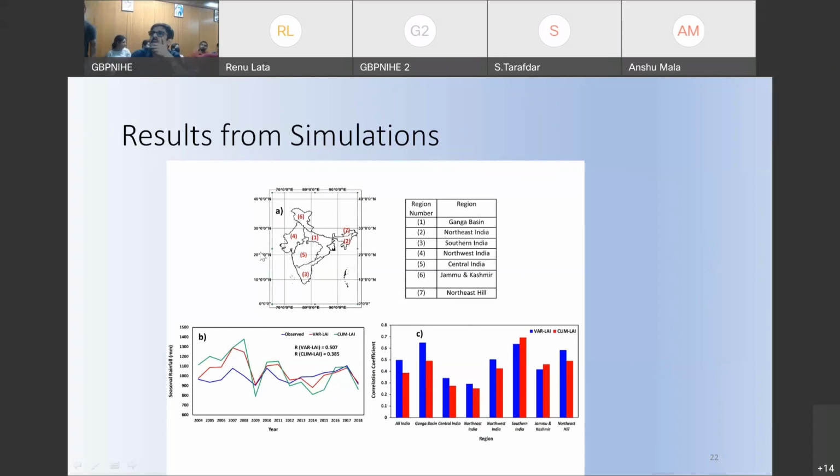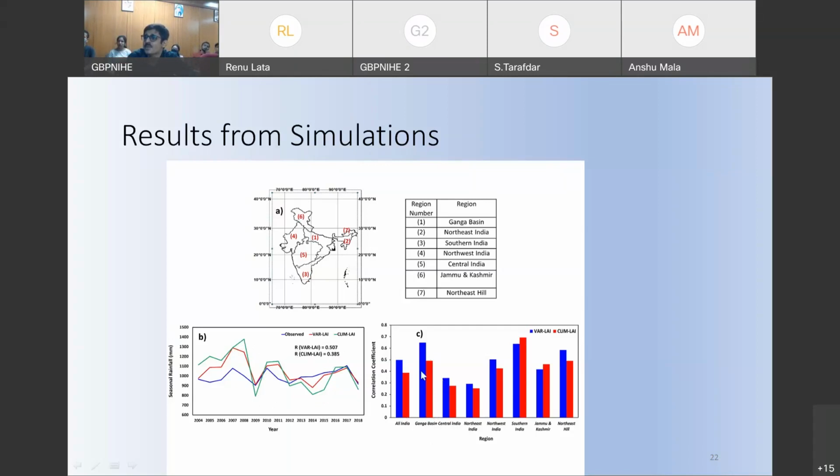So now there are multiple regions. If you plot this, this is the observed rainfall, the blue one. If you are considering climatological area, you will find the R value of 0.385. Of course, it's not very good. These are free climate model simulations. But if you are considering varying area, suddenly your R value is improved. That's one of the important things. So if you consider the perturbation in vegetation and represent them in the model, it is actually getting improved.